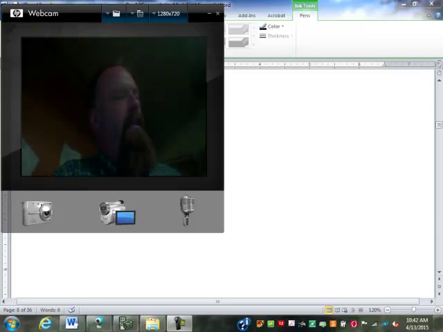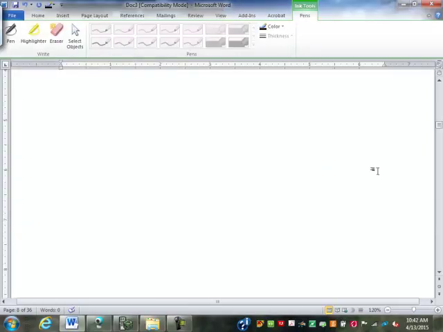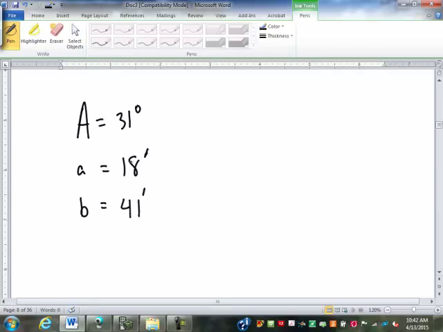So last class we talked about law of sines, finding missing sides of triangles that don't have right angles. We ran into some issues on problems that look like this. So let's say I have angle A is 31 degrees, side A is 18 feet, and side B is 41 feet. Can we solve this triangle?